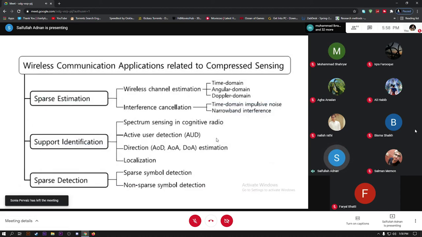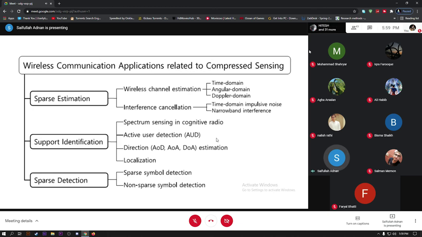In the previous slide, I talked about compressed sensing. It is also an important paradigm which is playing a very potent role in wireless communication. Compressed sensing can be used in three important places in wireless communication. The first one is sparse estimation, support identification and sparse detection. In 5G communication, the channel is usually sparse. Sparse means there are many zeros.